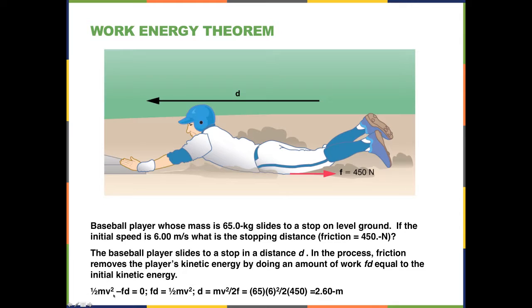So 1/2 times the mass times the velocity squared minus this friction force times the distance has to equal 0. So Fd has to equal 1/2 mv squared, and d has to equal mv squared divided by 2f. Put all those numbers in, which we've done right here, and you get 2.6 meters. That's the distance over which the person slides. So you can use this work theorem to figure out the distance that this person will slide before they stop.